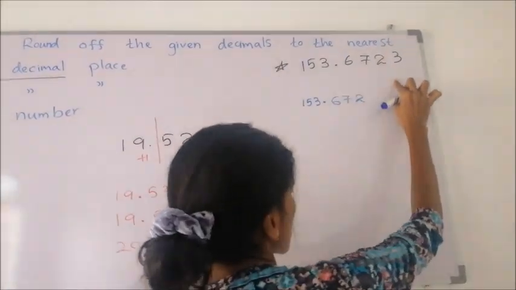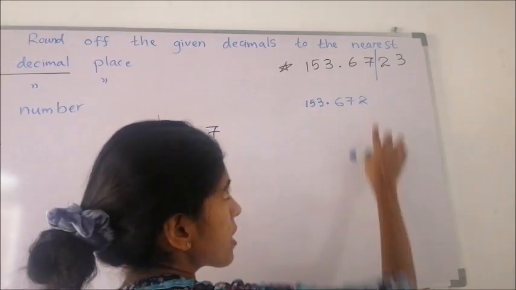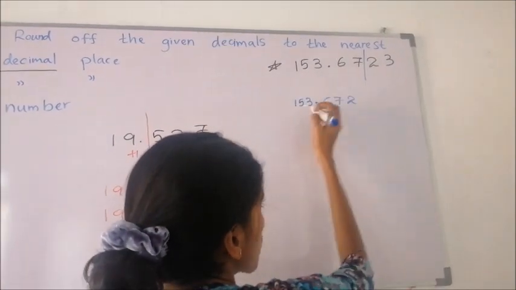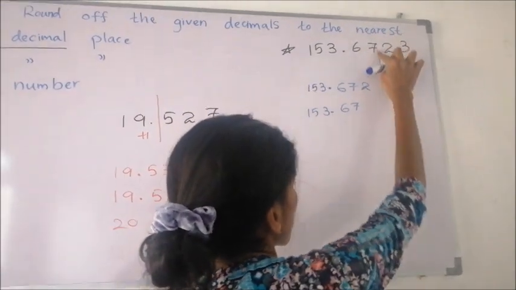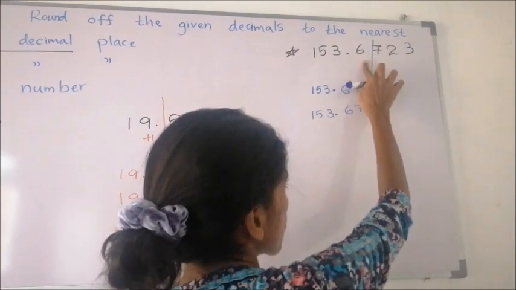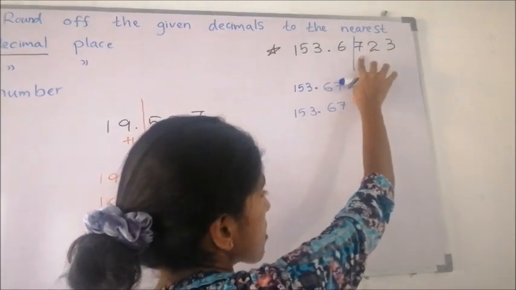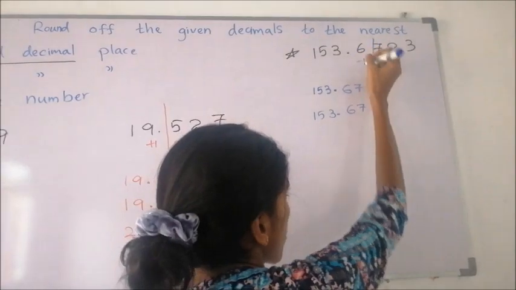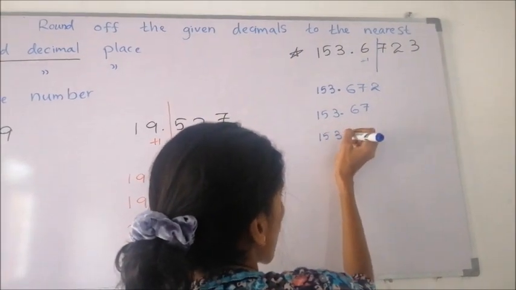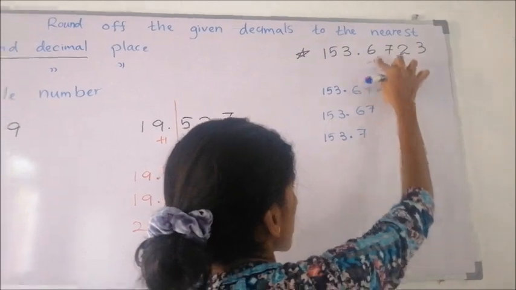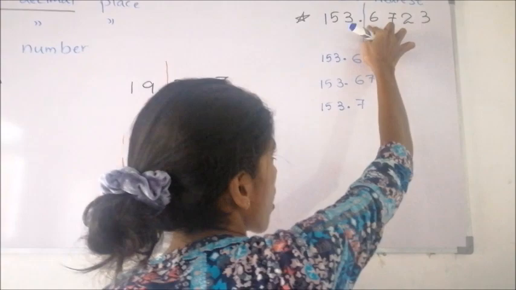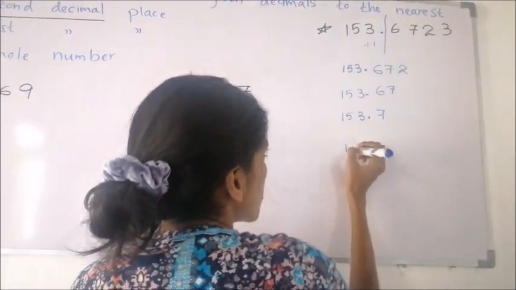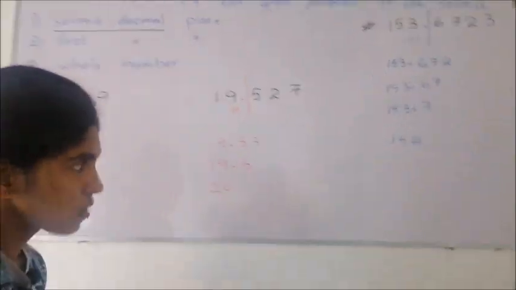If they ask to the nearest second decimal place, see the removing number, no need to add anything. 153.67 only. To the nearest first decimal place, from here we need to stop. See, this one is a number greater than 5, so need to add 1 here. So 153.7. Next, to the nearest whole number, all the decimal places should be removed. See the number 6, so need to add 1 here. 154. So children, this is the end of this lesson.